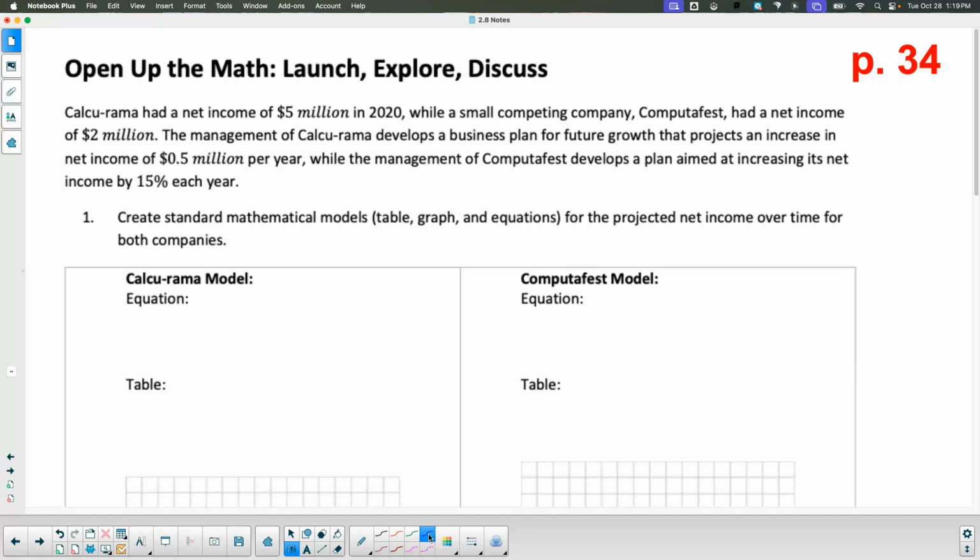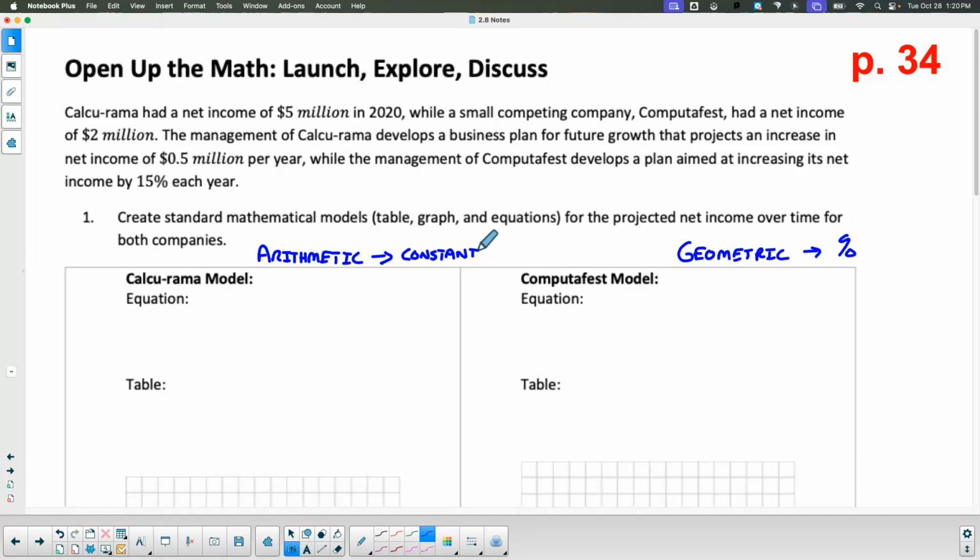Because it's got a percent, right. So this one is going to be geometric, because of the percent. Yes, ma'am. Per year. So every year it's going up $500,000. Yep. Okay. Yep. And so then this one would be arithmetic, because it's always going up by that same amount every single year.